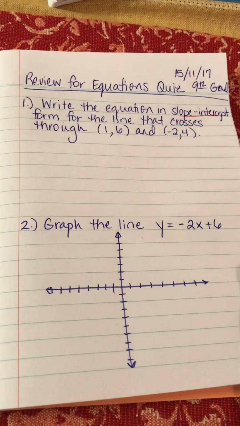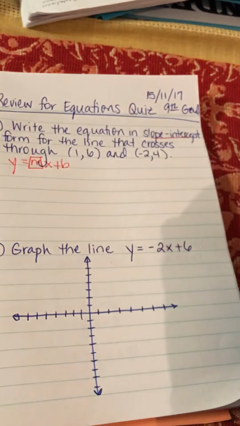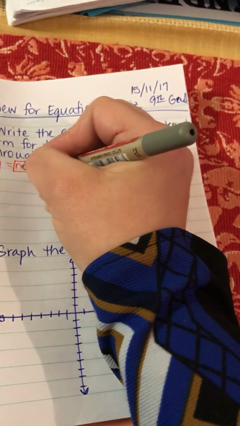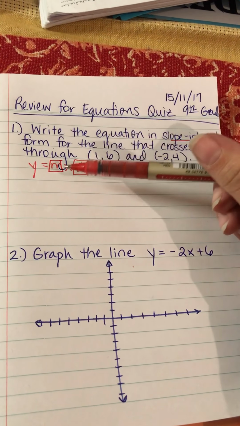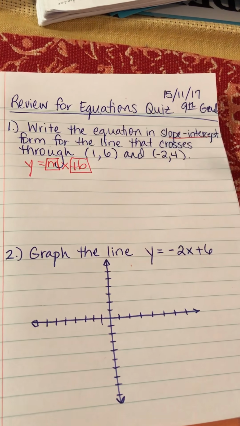For the line that crosses through 1, 6, and -2, 4. Okay, so if we're writing it in slope-intercept form, what we need is the slope, m, and the y-intercept, b. Neither of these 2 points are the y-intercept, so we're going to have to find both the slope and the y-intercept.